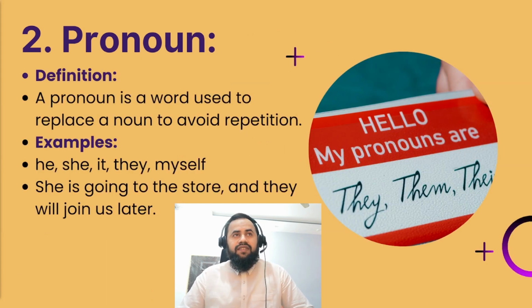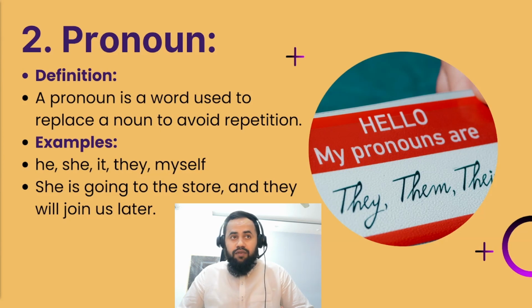Okay, the second one is pronoun. What is a pronoun? A pronoun is a word that is used to replace a noun to avoid repetition. If something is being used to replace the name of a thing, the name of a person, or the name of an idea, then that is called a pronoun. So what are the examples? He, she, it, they, myself. These kinds of words are pronouns. Something that is used in place of a noun is counted as a pronoun.